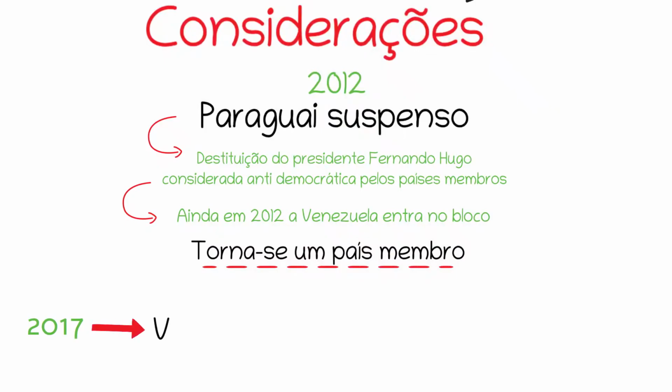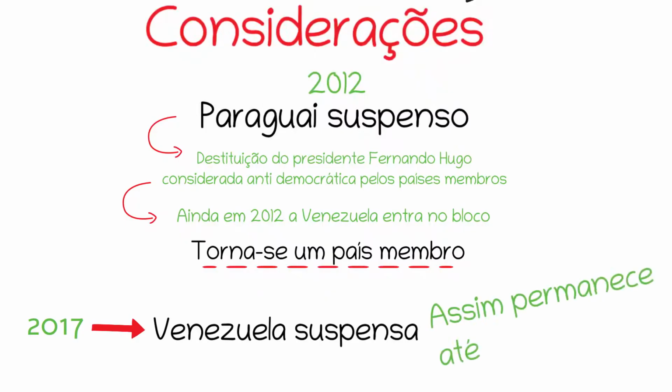However, in 2017, Venezuela was suspended from the group. And since then, Venezuela has been suspended from Mercosur. This, among other factors, is due to the fact that the other member countries believe there was a democratic breakdown in the country, which violates the bloc's rules.